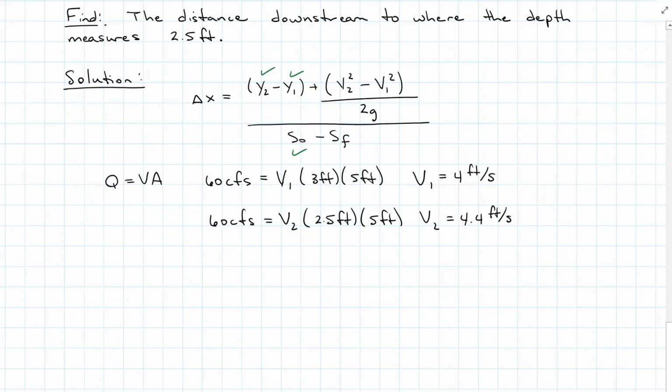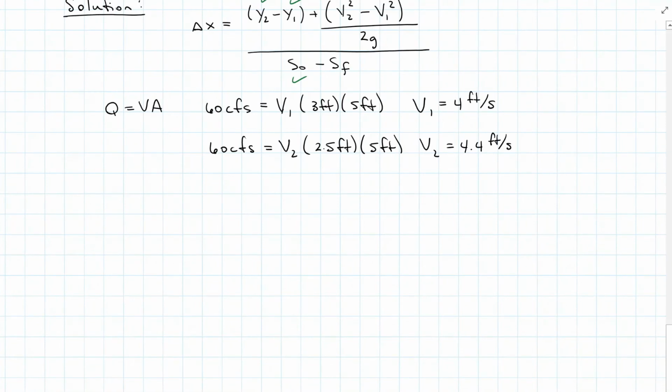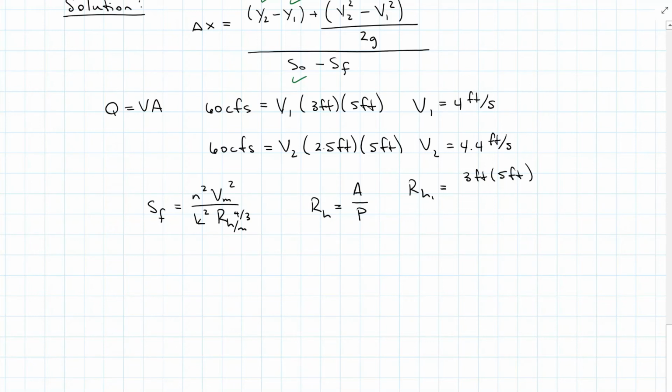Now I need the slope of the energy grade line or the friction slope. So our estimate equation, SF is equal to Manning's n squared, velocity average squared, all over K squared, hydraulic radius average to the 4/3. I'm going to need some hydraulic radii. Area over perimeter. Hydraulic radius 1 is going to be my area all over the wetted perimeter.